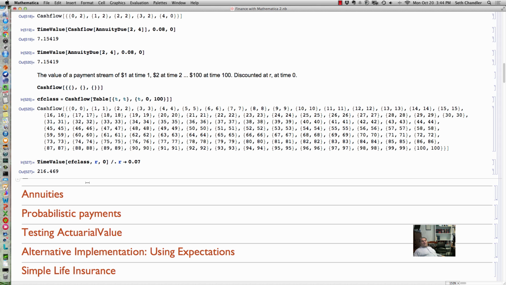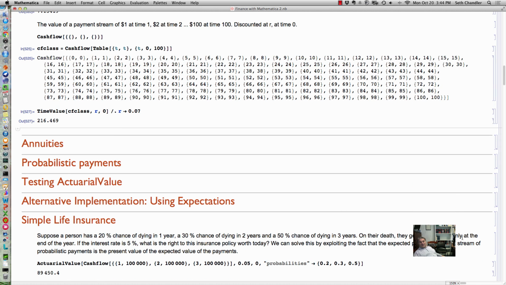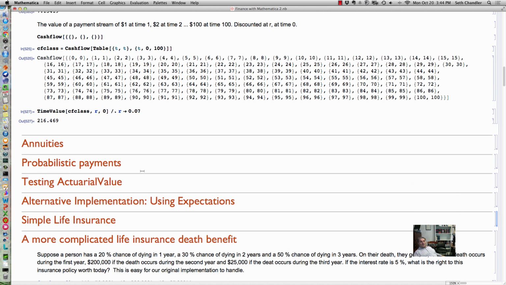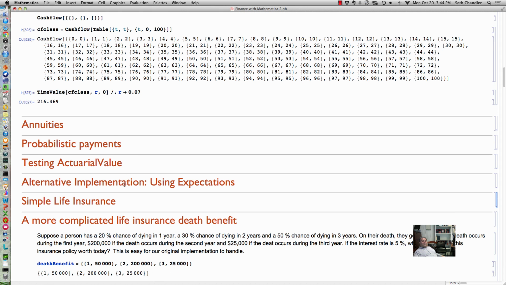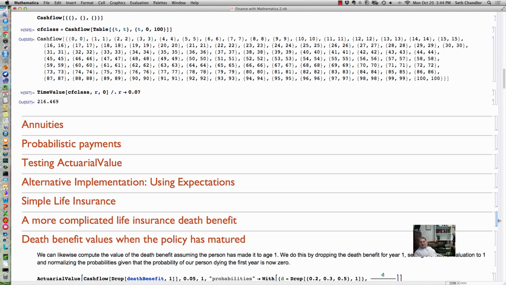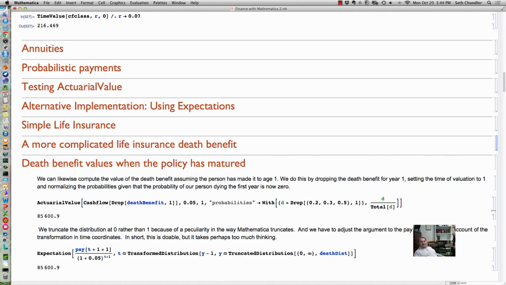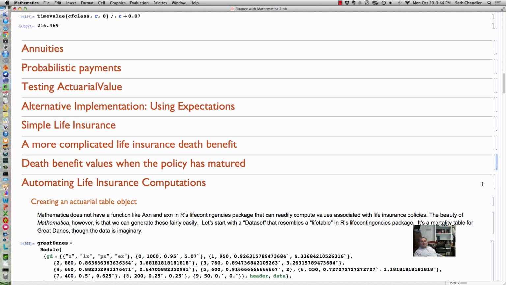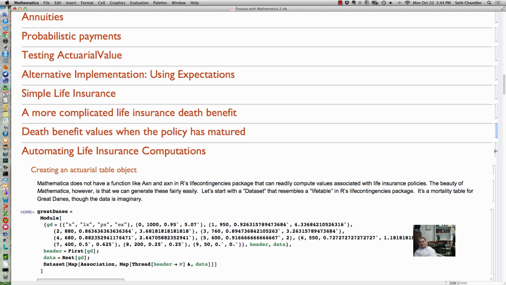That's what we're going to be doing, and you can see kind of where we're heading. We're going to do more on annuities. We're going to do probabilistic payments. We're going to look at a piece of code called actuarial value. We're going to be doing expectation. We're going to be doing simple life insurance problems, more complicated life insurance problems. We're going to try to automate.